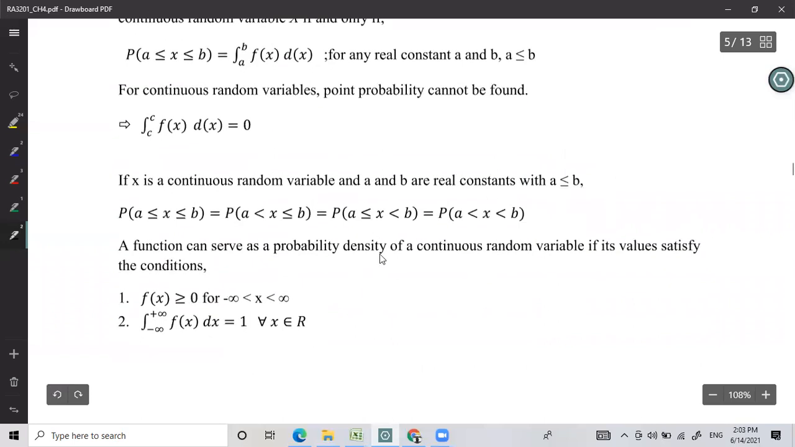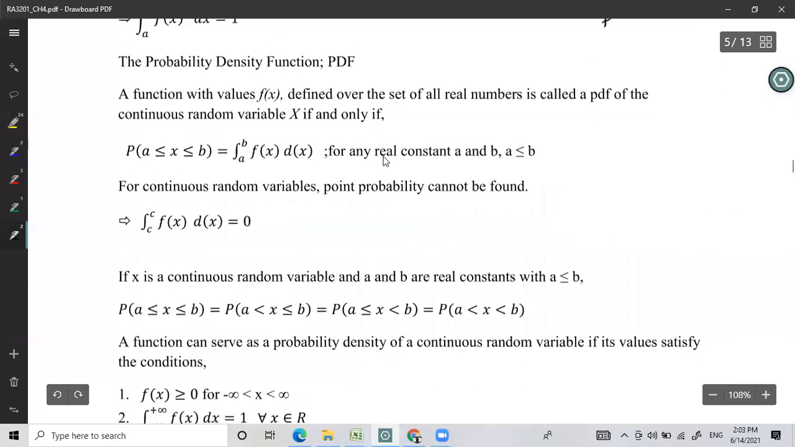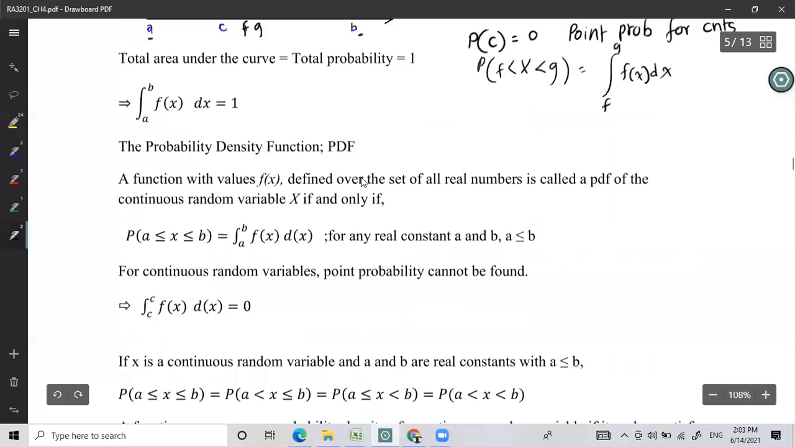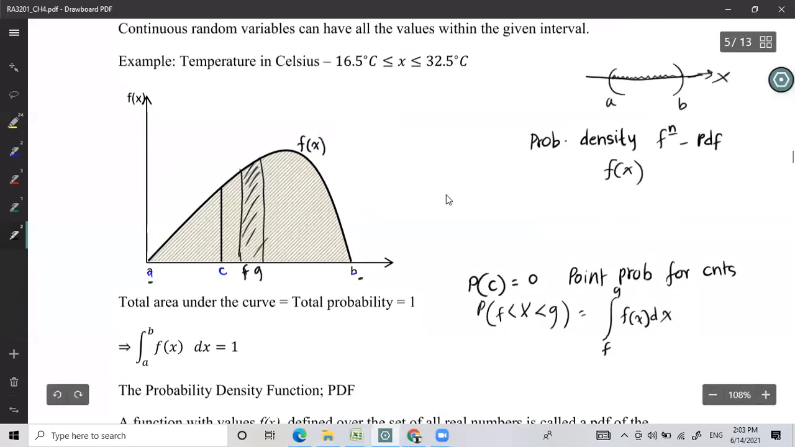So you have some extra information here. You don't have to worry about that. For the continuous random variables that we are talking about in this course, we have other methods to find probabilities. You do not need any knowledge of integration.